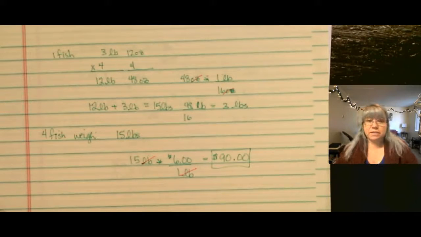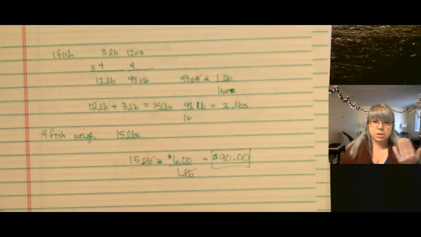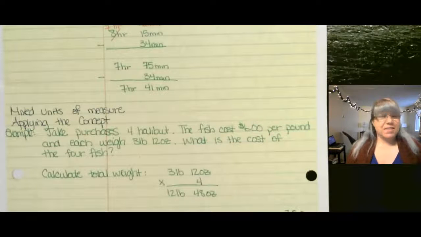But depending on if you like to figure out all of the weight first and then multiply it by the money, or figure out how much one fish costs and then multiply it by 4, it's up to you. Either way will work. That's it for this video.